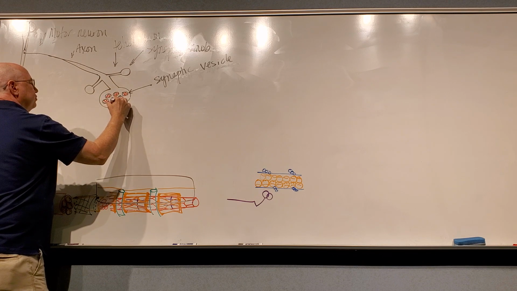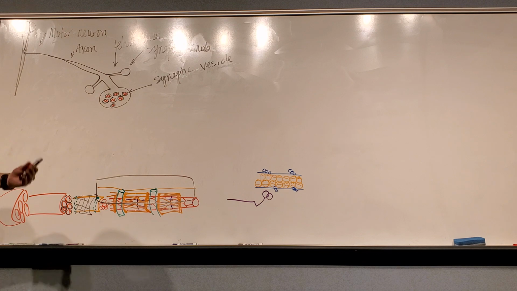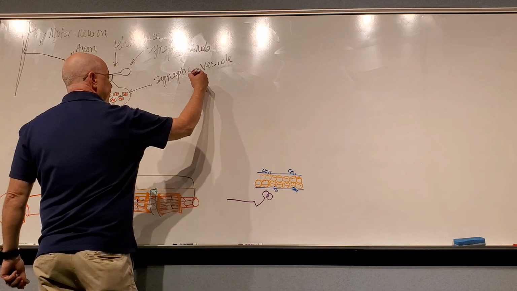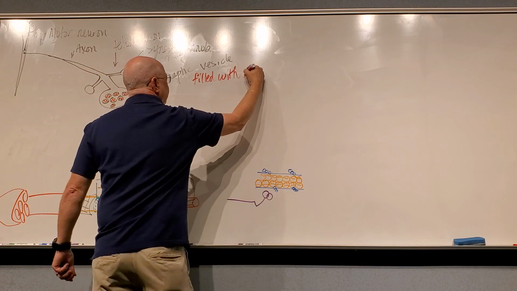I'm going to just, again, nothing's to scale. There would literally be thousands of these molecules in one synaptic vesicle. So one of the things I want to add here is that the synaptic vesicles are filled with the neurotransmitter.